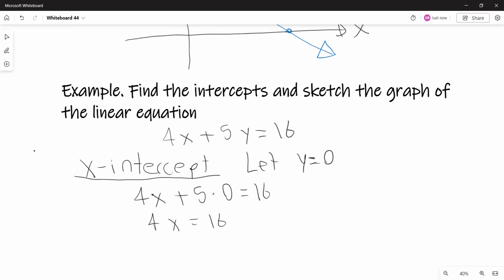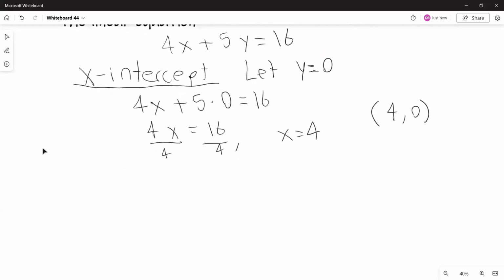And solving 4x equals 16 for x, divide by 4, and x is 4. So the x-intercept is 4, 0. To find the y-intercept, we're going to let x be 0.